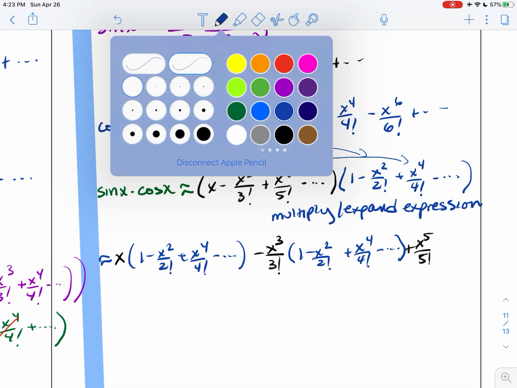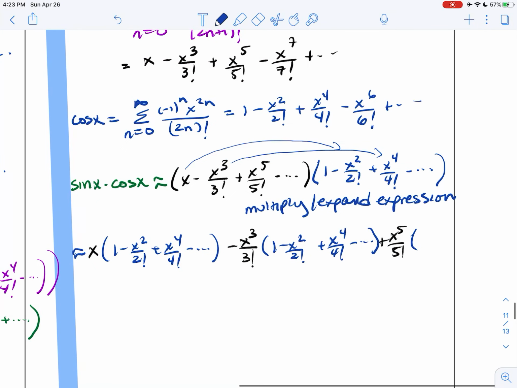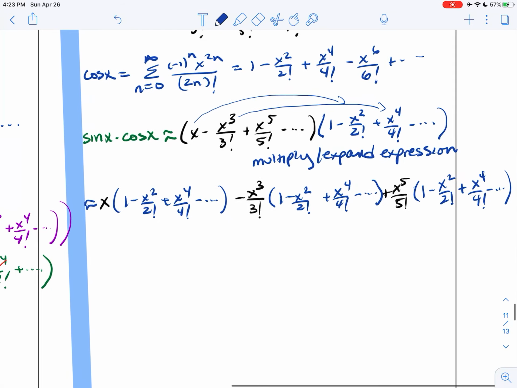And then I have that last fifth term, and I multiply again by that secondary, because this is just multiplication of polynomials, right? Minus x squared over 2 factorial plus x to the 4th over 4 factorial minus dot dot dot. So now I start doing my multiplication and doing my distributive property, and this is going to equal x minus x cubed over 2 factorial plus x to the 5th over 5 factorial minus dot dot dot.